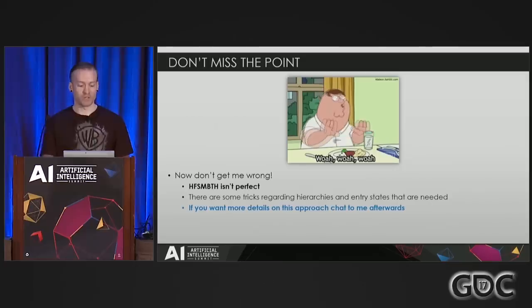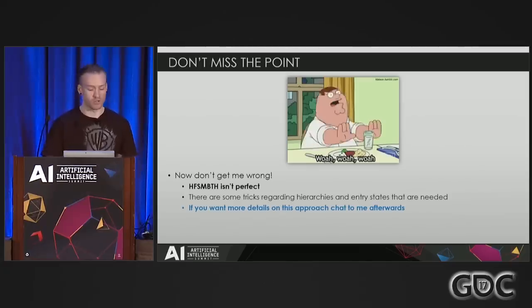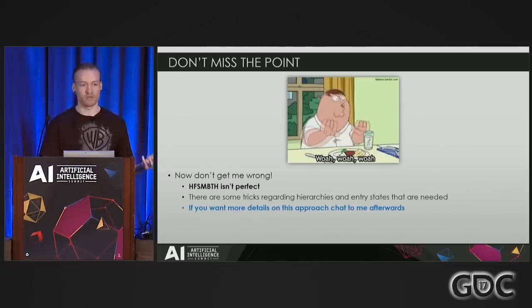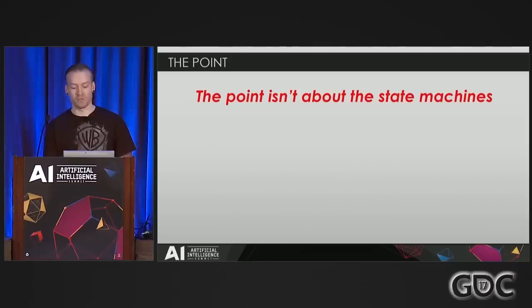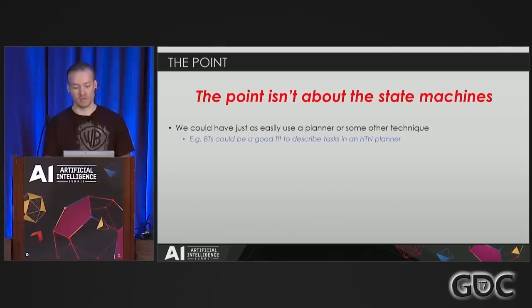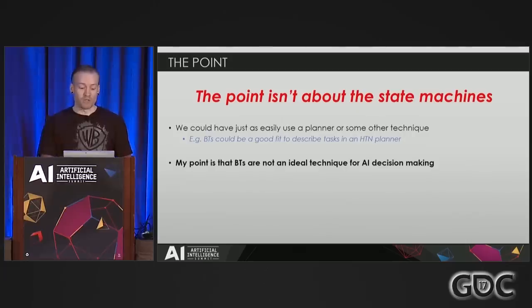Now, I don't want you to miss the point here. Don't get me wrong, this approach obviously isn't perfect. Pros and cons everywhere. There are some tricks with this approach that you need to know, like how you do hierarchies and entry states and that kind of thing. If you want more details about this, ping me. I'm available this week, whatever. But my point isn't about the state machines. I could have just as easily used a planner or some other technique. For example, these sort of execution behavior trees are great for use with an HTN planner, where the tasks themselves are the trees. My point, that I'm trying to get to in this talk, is that behavior trees are not an ideal technique for decision making.